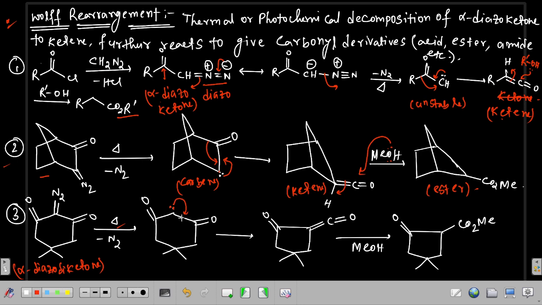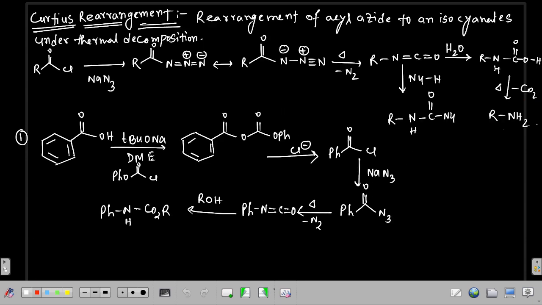this electron pair will shift to this bond, and this bond will shift to this bond, this lone pair will shift, and this bond will shift like this. Okay, and it leads to the formation of this 5-membered intermediate and ketene. This is a ketene. Now, in presence of methanol, it will react with this ketene, and it leads to the formation of this ester.